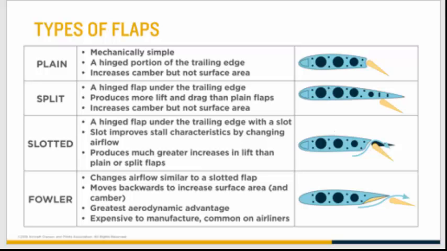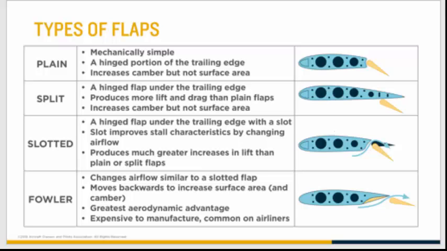Then you can see the split flap. It is a hinged portion that's deflected from underneath the wing's trailing edge. It produces slightly more lift than plain flaps, as well as more drag due to the turbulent air pattern it produces. Like a plain flap, it increases the wing's camber, but not its surface area.